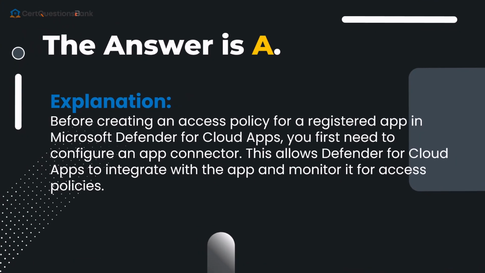The answer is A. Before creating an access policy for a registered app in Microsoft Defender for Cloud Apps, you first need to configure an app connector. This allows Defender for Cloud Apps to integrate with the app and monitor it for access policies.